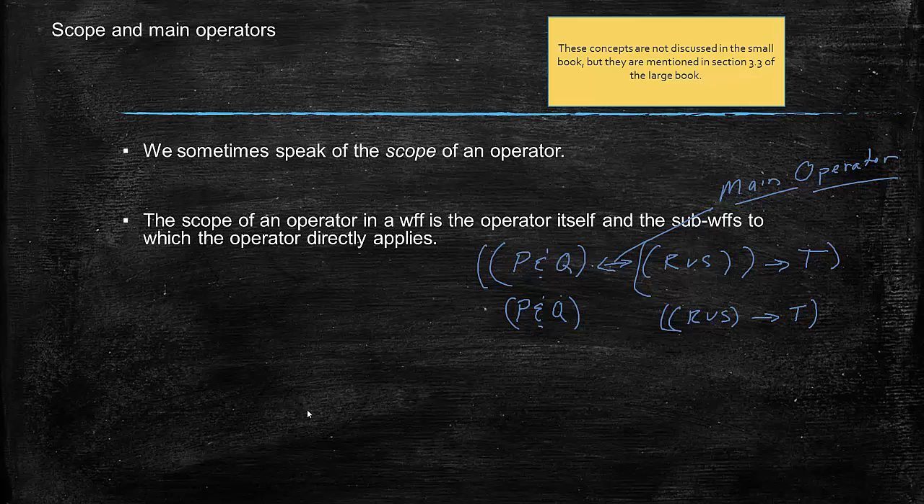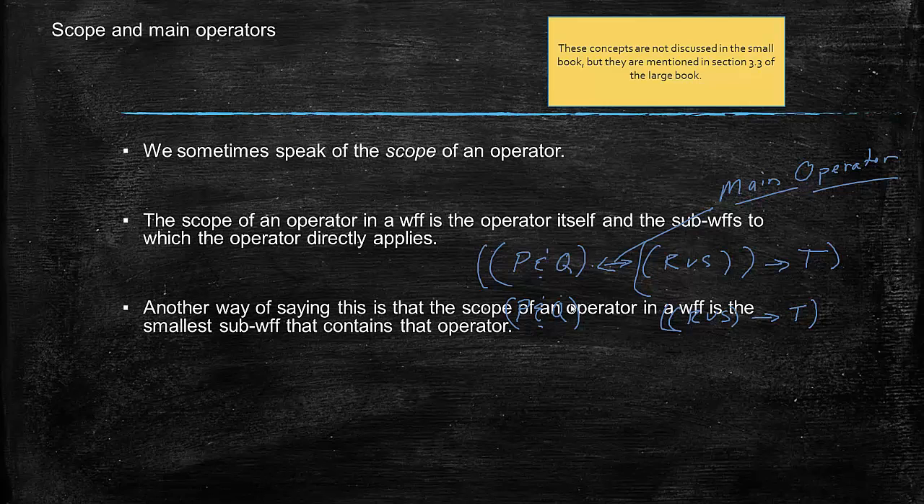Okay, which is what I go on to say here. So actually there's another way of saying what the scope of an operator is, and this is that the scope of an operator in a WFF is the smallest subformula that contains the operator. So we didn't ask about the scope of the wedge, of the disjunction. What's the scope of the disjunction? Well, you could say, what's the smallest subformula that contains the operator? Smallest subformula that contains the operator is that. Okay?